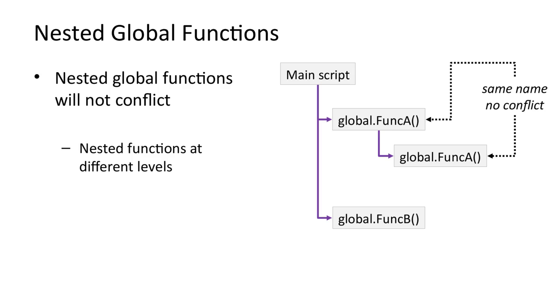Here is another example of nested global functions with the same name. In this case, function A contains another global function, also called function A. These two functions can be different and can have different code. Again, there is no naming conflict.